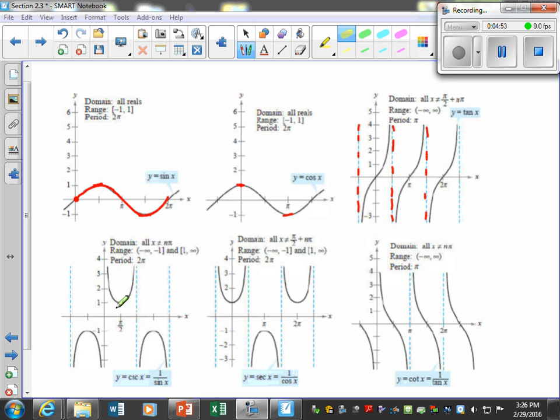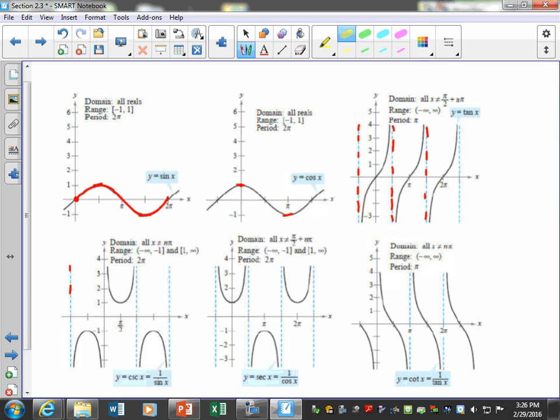Then we look down here, and remember sine's reciprocal function is cosecant x, and we recall that right here, 1 over the sine of x. The domain is all of the x values except for where it's undefined. Okay, so it's undefined here at these blue lines.